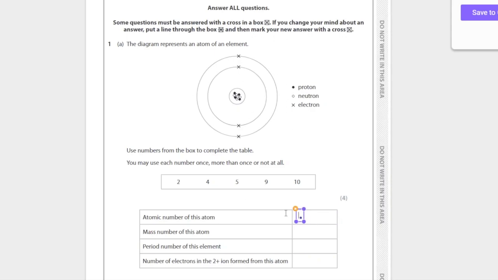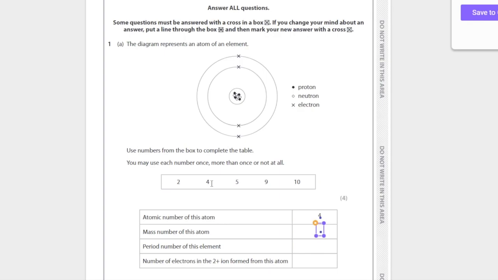So right here we have a diagram of an atom, and it wants us to give different properties of this atom. So it wants us to say its atomic number, mass number, whatever. Okay, so let's see, atomic number. Well, we know atomic number is the number of protons, right? And we have the key here that gives us the protons are the black circles. So if we count the black circles, we see 1, 2, 3, 4. So we know there's 4 protons there. And it says that the number can be used more than once, so we won't cross out 4 yet.